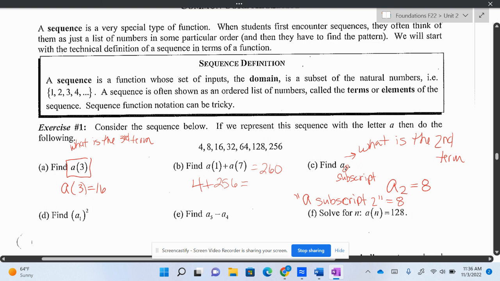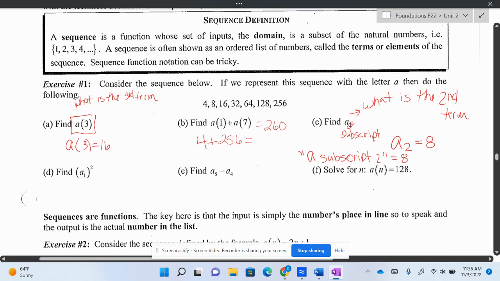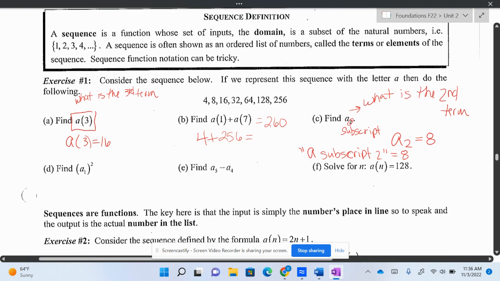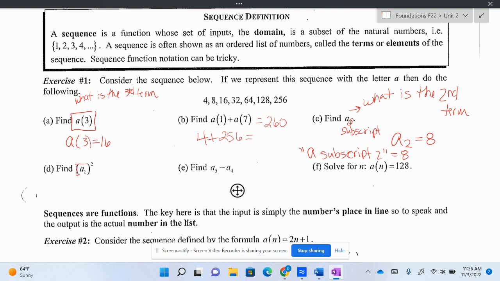So let's look at example D. What is that saying? It's saying the first term, and we have to square it. You're exactly right. This says take the first term and square it. So that means the first term is 4, and I have to square it. 4 squared is 16.